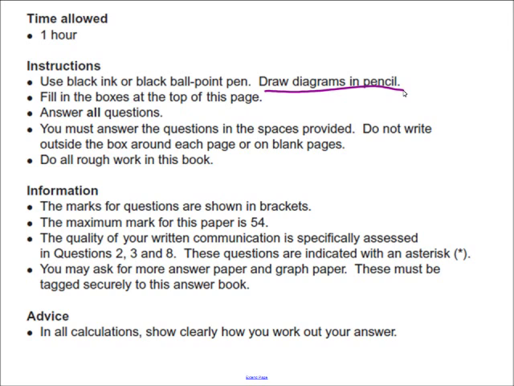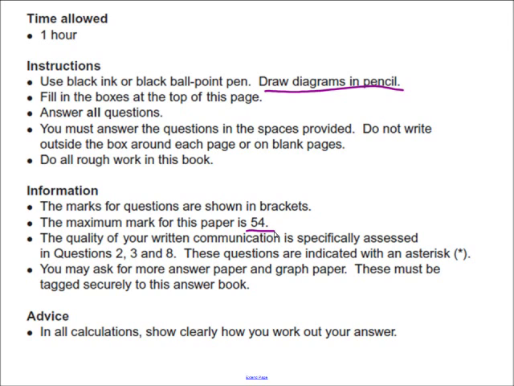The other main pieces of advice are that you should answer all questions. You can't afford to lose any marks on this paper. If you go down to the information, it shows you there are 54 marks in this exam. With an 80% pass mark, you really can't afford to lose that many marks.